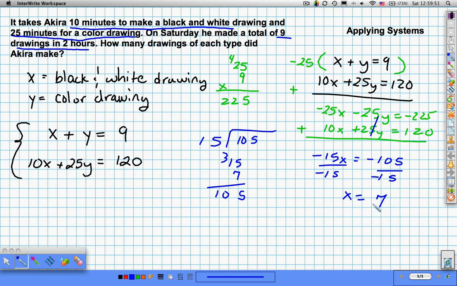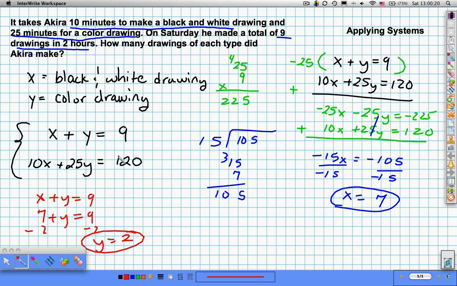Now, what does this represent, though? What did we make x equal? The black and white drawings. So we have x, and now we have to solve for y. Just like we solved before, whenever we find the first term, we put it back into one of the original equations. Clearly the first one is easier. So x plus y equals 9. We figured out x is 7, so we're going to put 7 here. Using inverse operations, y equals 2.